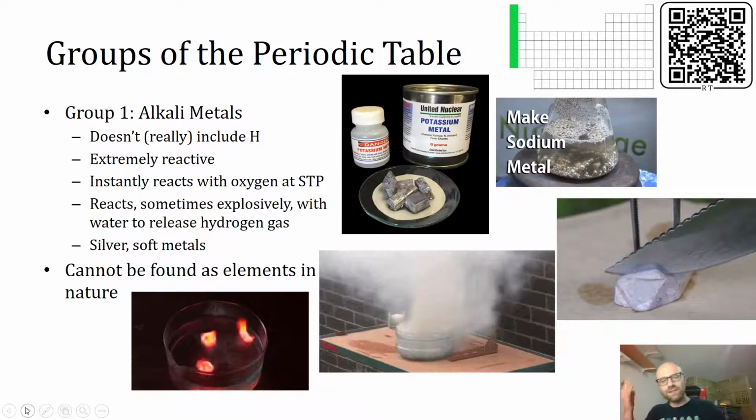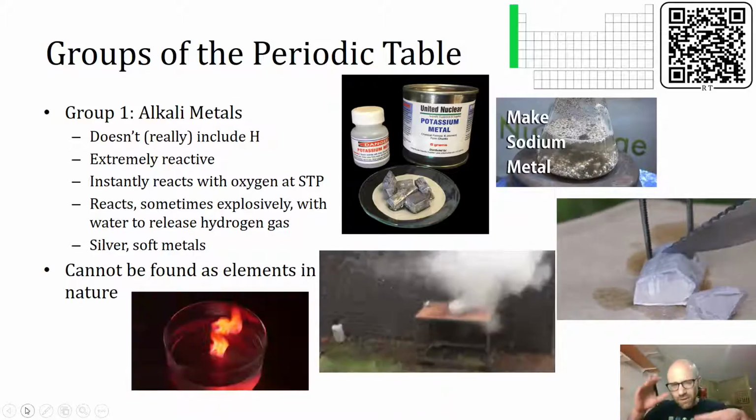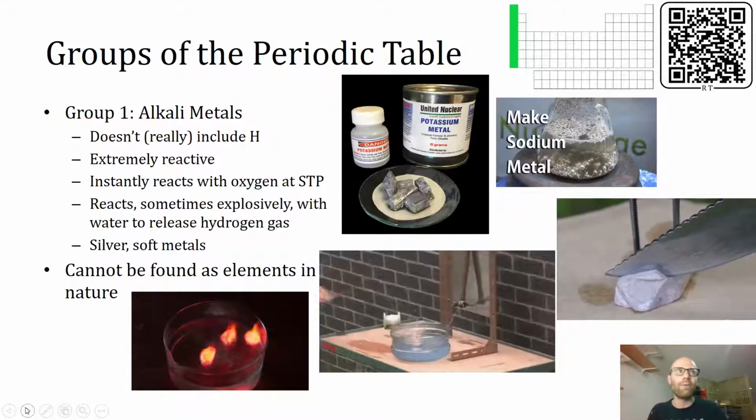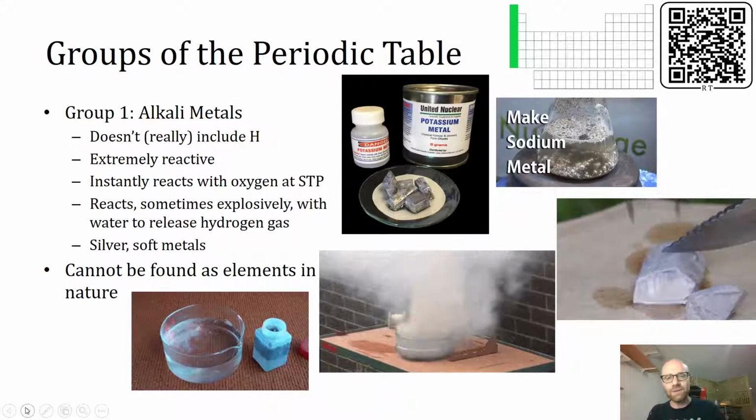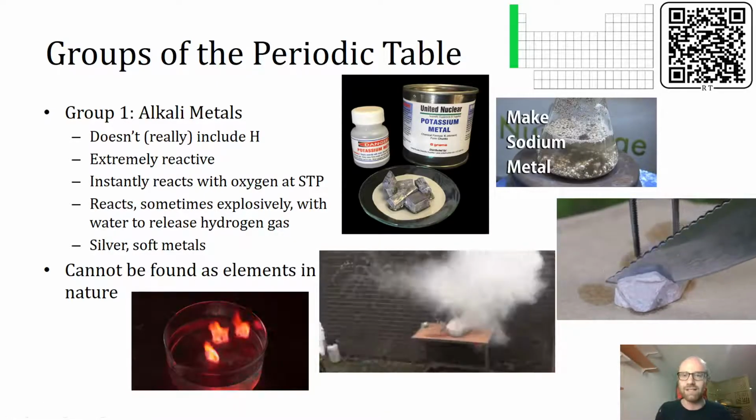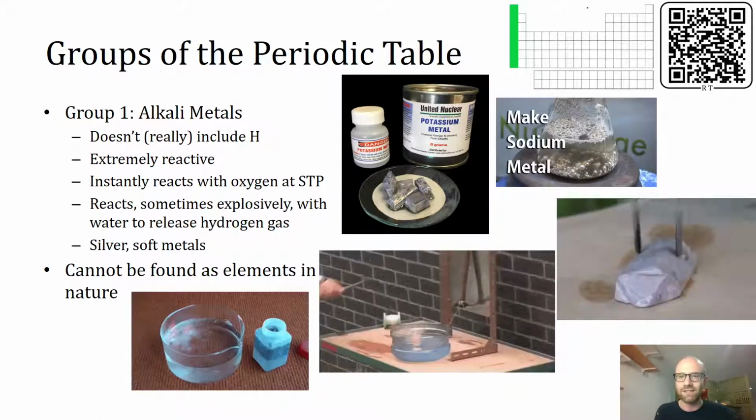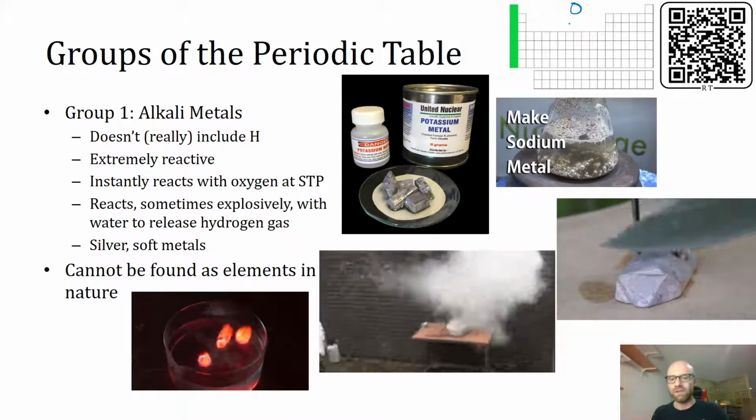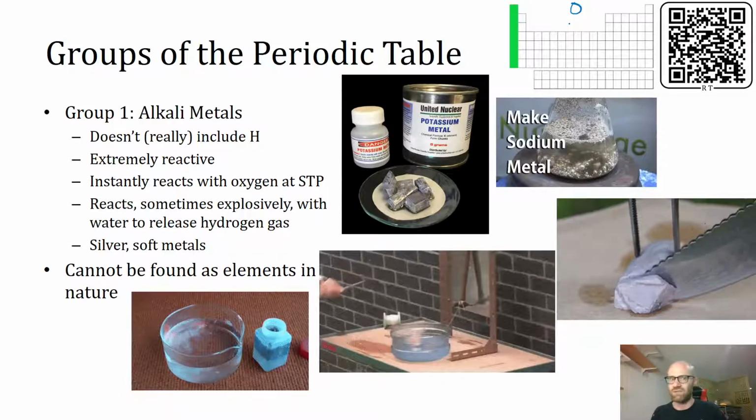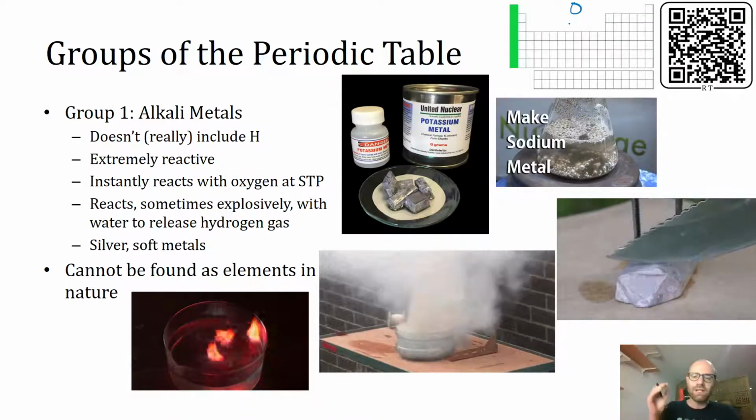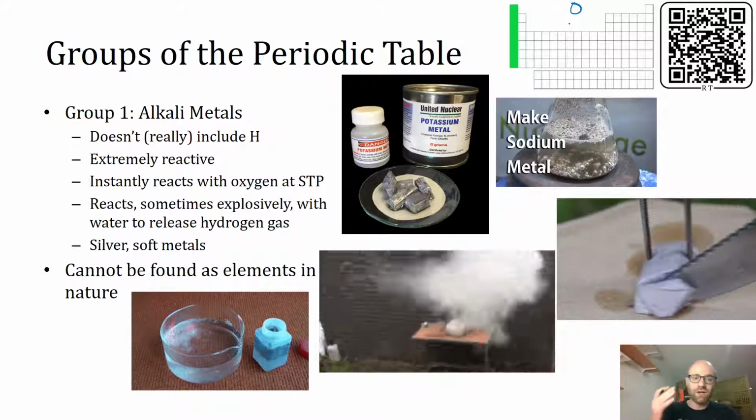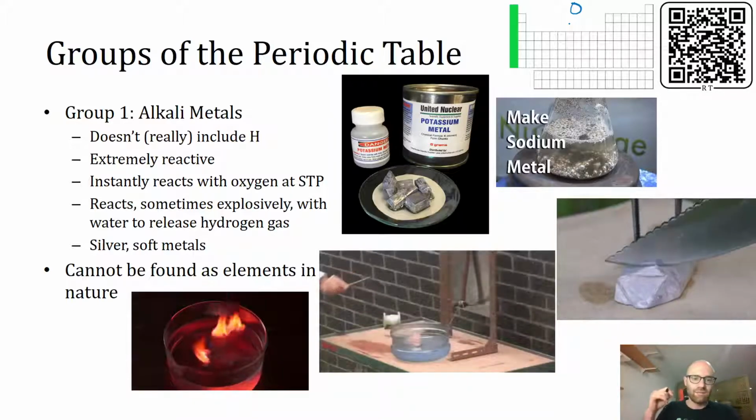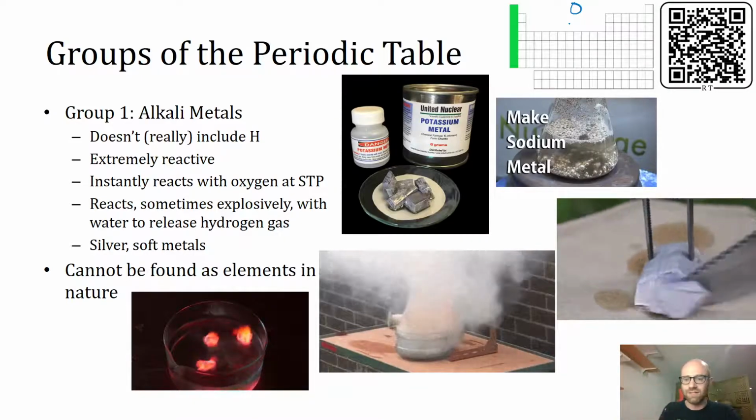So there's a bit of a wishy-washy argument as to how much you want to consider hydrogen to be an alkali metal. Some periodic tables will put hydrogen way off in the middle because it just doesn't fit well with all of the other elements. It's so small and so simple. But in general, the alkali metals are extremely reactive. They rust in the presence of oxygen.